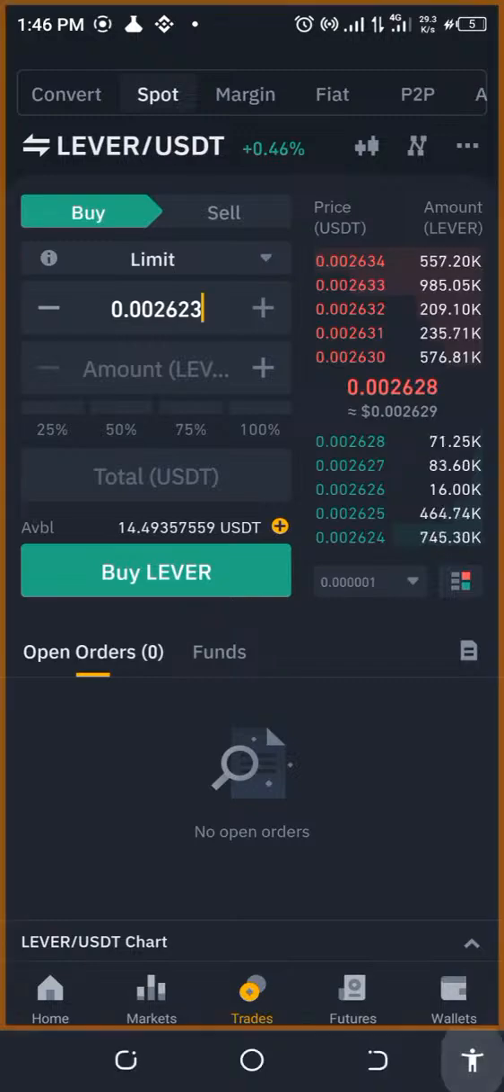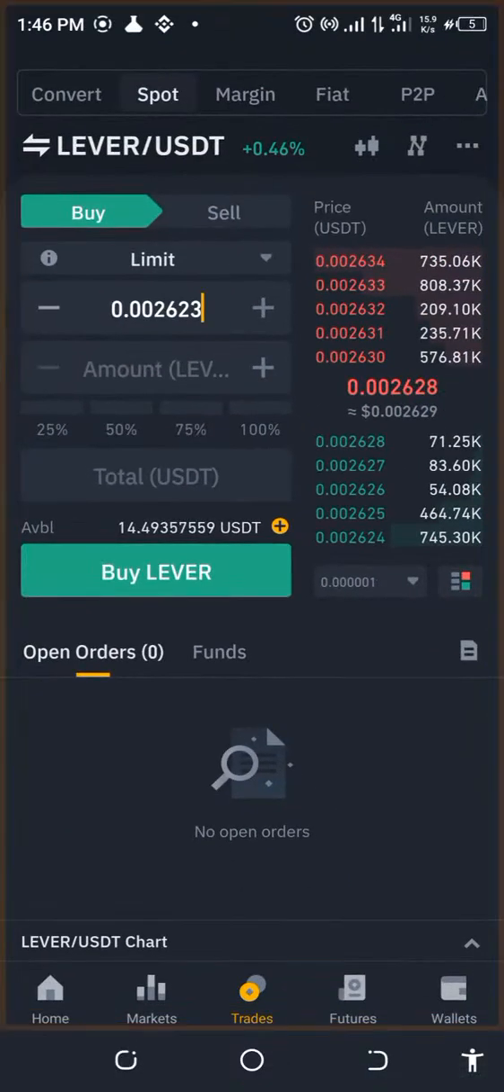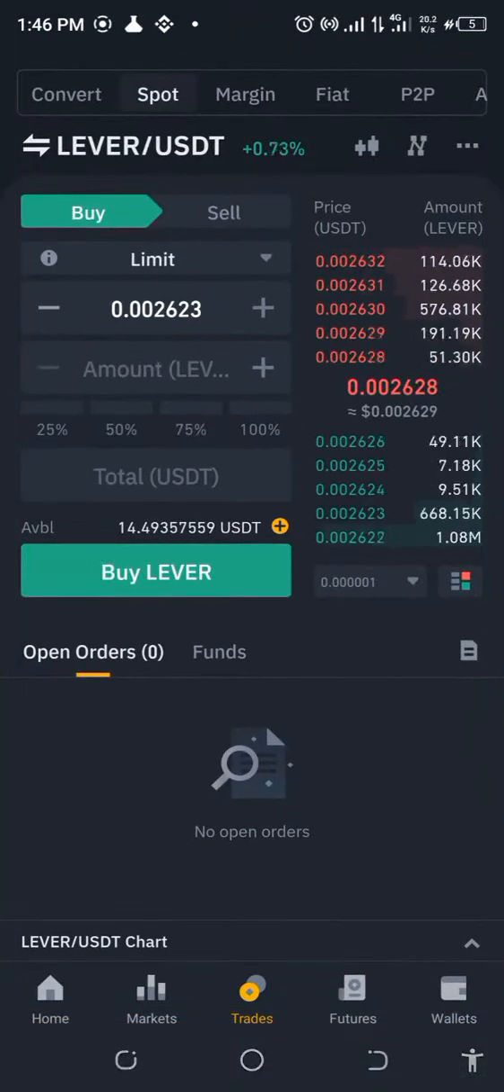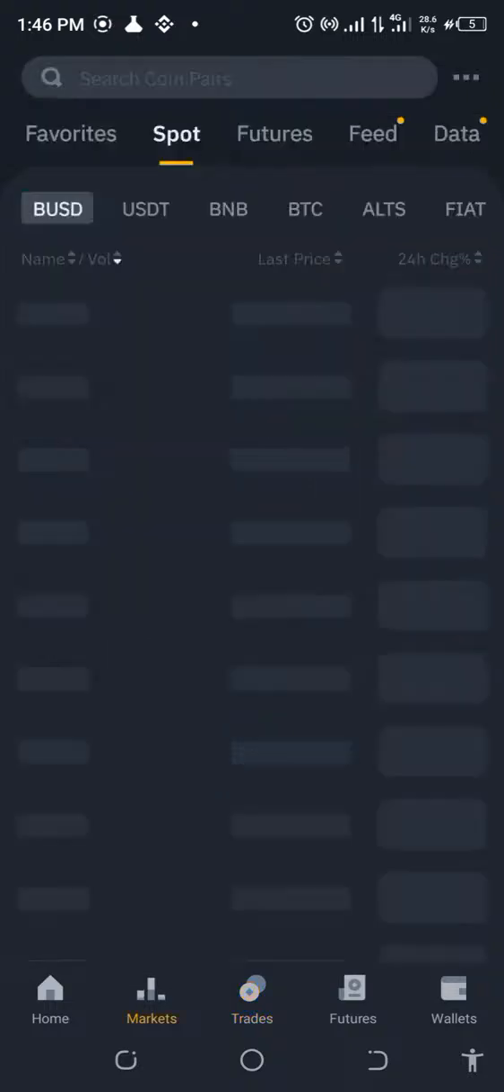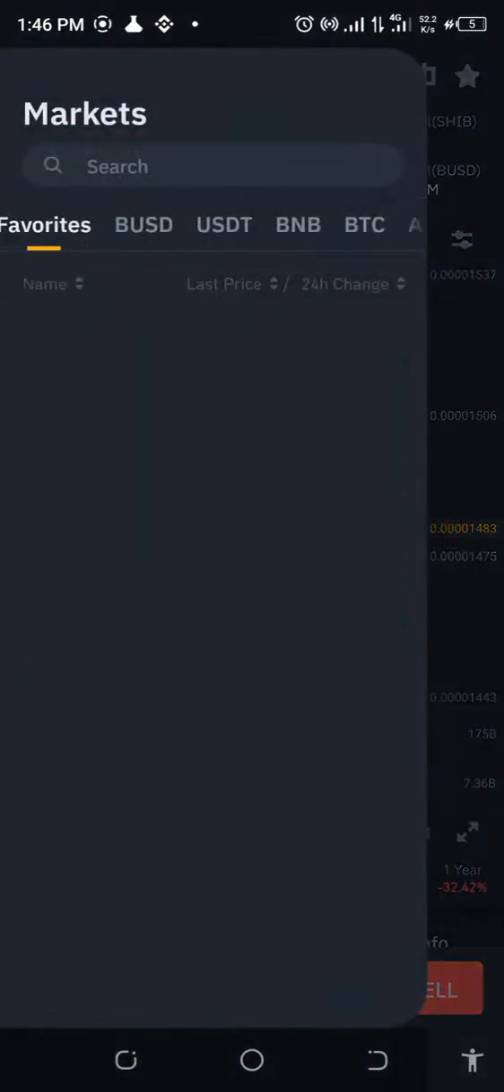So how much do we have here? We have 14.4935. Then what we're going to do is reduce this amount of money. Let's go back and check the high and low. Let's go back, choose any coin, and then change it to lever USDT.